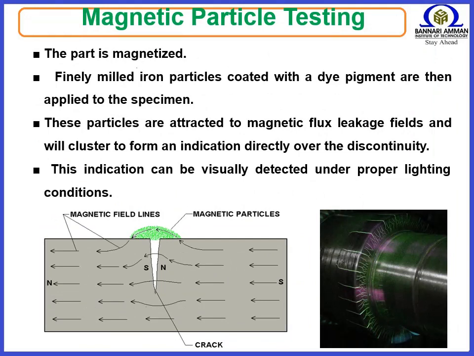Finely milled iron particles coated with a dye pigment are then applied to the specimen. These particles are attracted to magnetic flux leakage fields and will cluster to form an indication directly over the discontinuity. This indication can be visually detected under proper lighting conditions. The magnetic particles may be a dry powder or suspended in a liquid solution, and they may be colored with a visible dye or a fluorescent dye that fluoresces under an ultraviolet light.